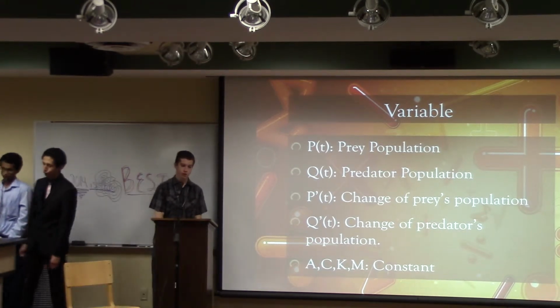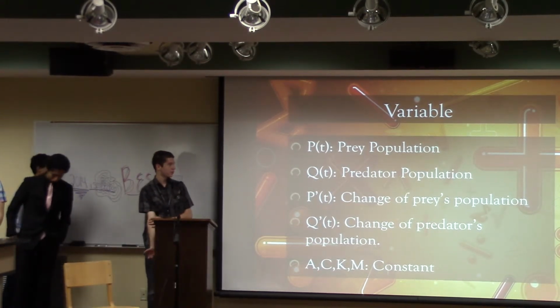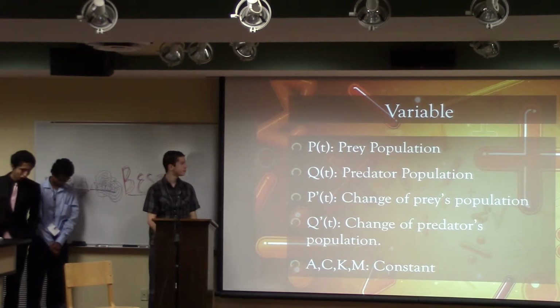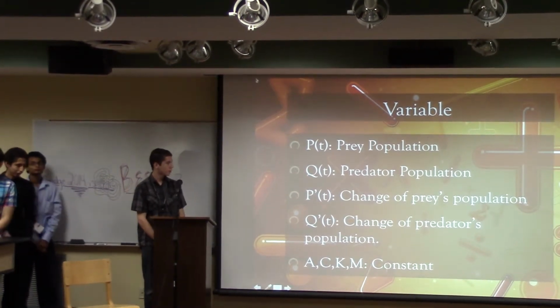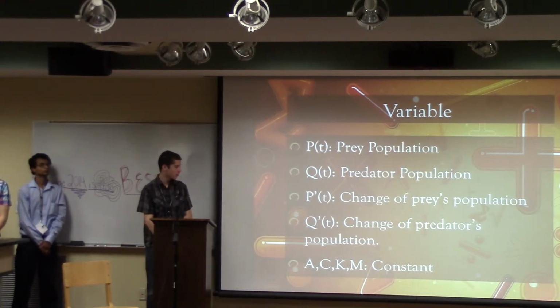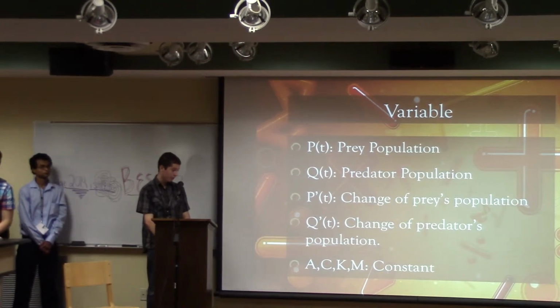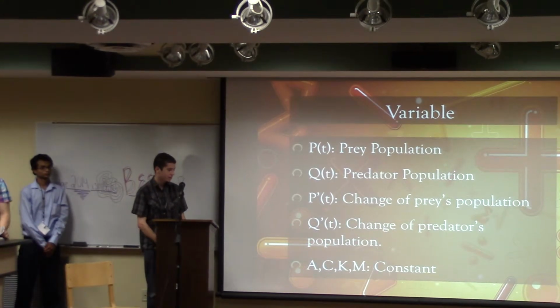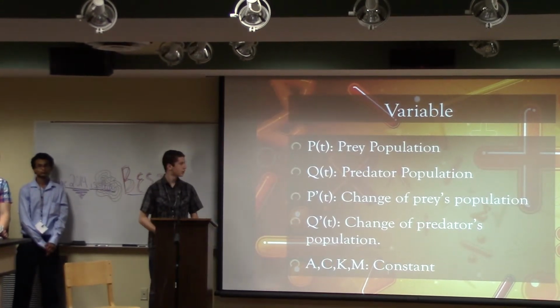Alright, so for our equations, we used 4 different variables. We used P of t to represent the prey population. Q of t is the predator population. P prime of t is the change in prey population. Q prime of t is the change in predator population. And A, C, K, and M are the constants that we used.